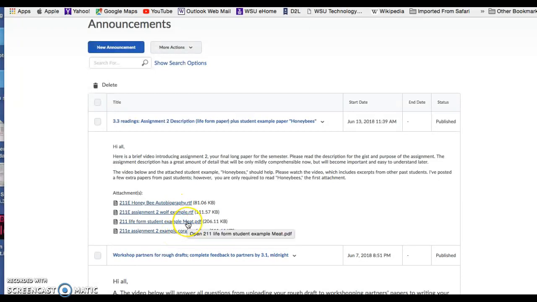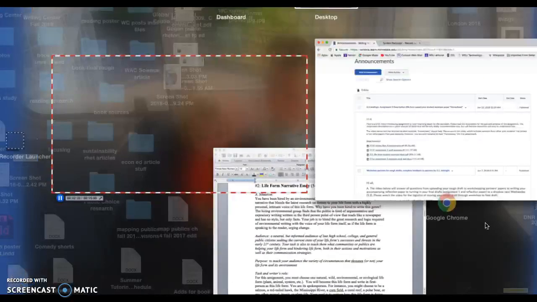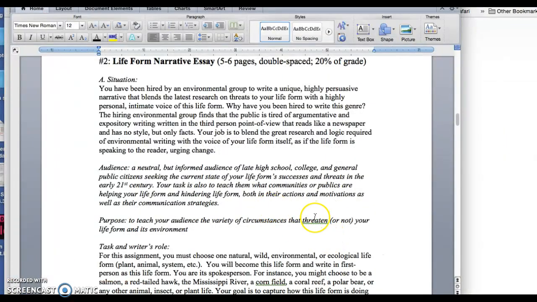I'll say the meat example is in many ways the weakest in that it has transitions that are kind of bumpy. I think the wolf example and the coral reef examples are my second favorites, so to speak, after the honeybee. But you can read any of those to get the gist of what's going on here. So let's take a look at the assignment itself.